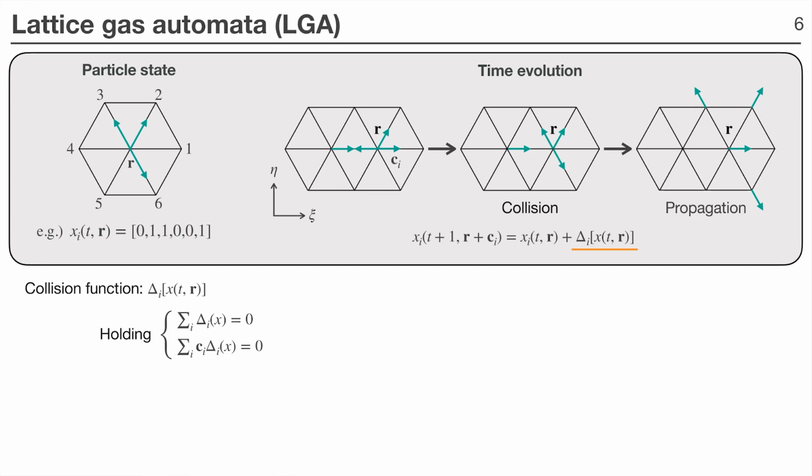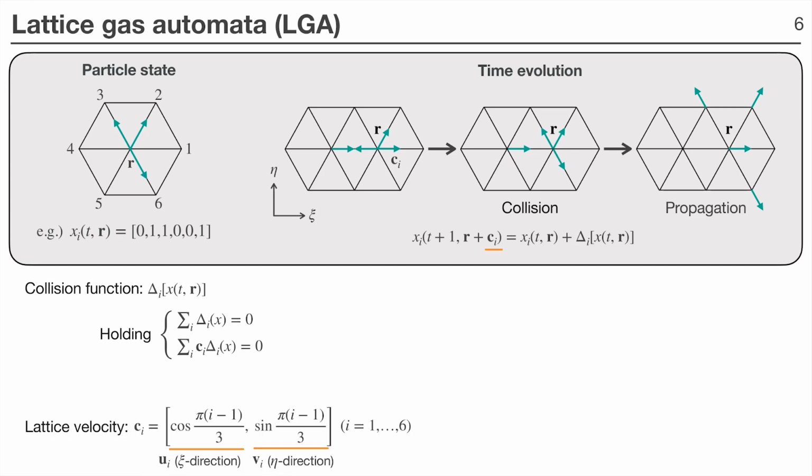And this collision function holds these two equations, but I will explain the meaning of these equations later. And now we have ci here. ci is a lattice velocity, and in the components you can write ui and vi like this. This is the xi direction velocity component. This is the eta direction velocity component. You may think this is xy, but we use x here, so we cannot use xy. We use xi and eta instead. So the important point here is we have a time evolution equation and the equations for the collision function.